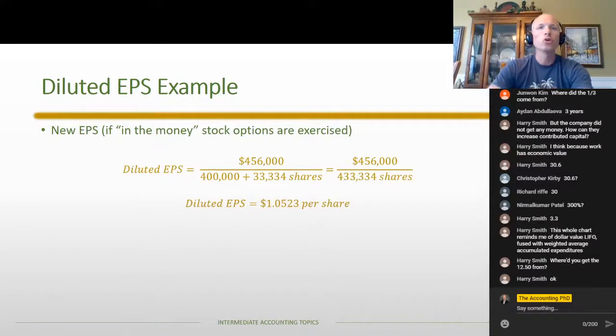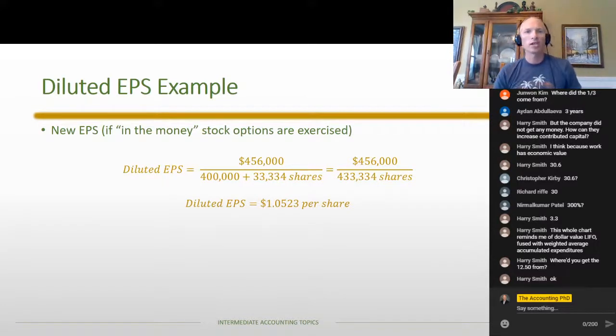So now our new earnings per share, if the in-the-money stock options are exercised: the numerator is the same, but now we would have an additional 33,334 shares outstanding. So now our new diluted earnings per share would be 1.0523.